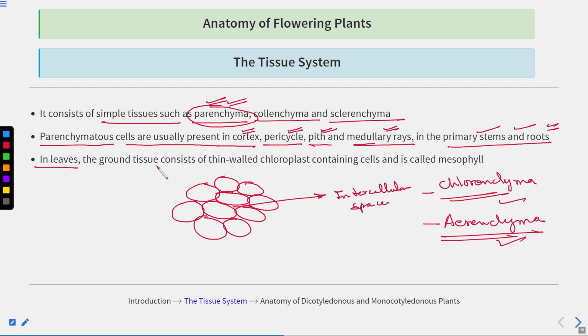In leaves, the ground tissue consists of thin-walled, chloroplast-containing cells called mesophyll cells. So the walls of these cells are very thin, they contain chloroplasts, and they form the mesophyll cells. So this is in the case of leaves. In these places you can find parenchymatous cells.